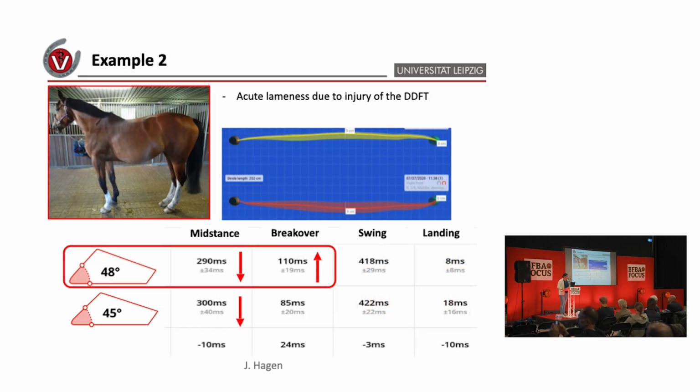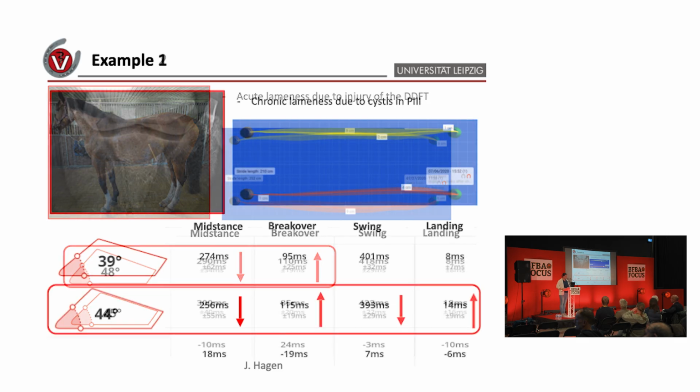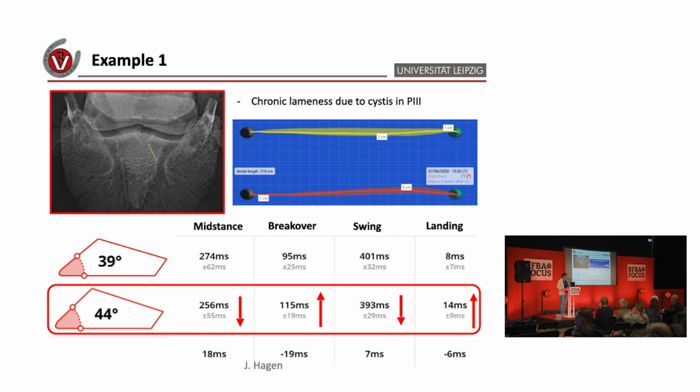So what we see in this case, this is acute lameness due to deep digital flexor tendon injury. And as I said, acute is relative, so it was already a few weeks, but you can see already due to the relief posture, the hoof gets a little bit steeper. We have a very short mid-stance on the hoof and a very long breakover. Another example, we have a chronic lameness because of a cyst in the coffin bone, and we see this pattern again. So the lame limb is the steep limb.